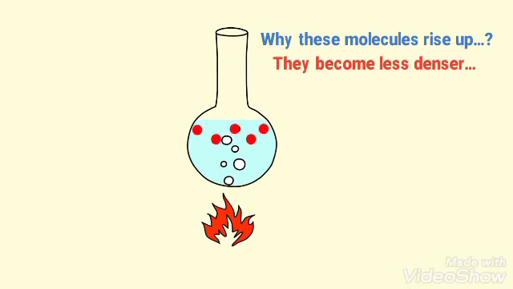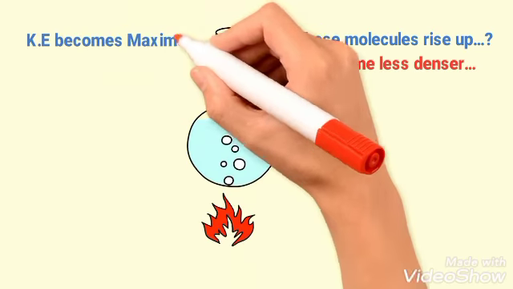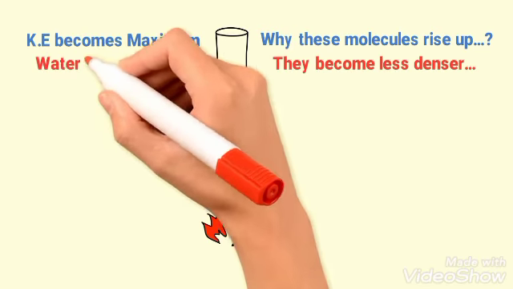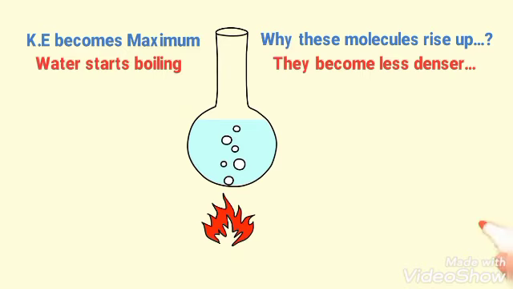Now, the more dense molecules at the top fall down to the bottom. After absorbing heat energy, these molecules will also rise up. Thus, the less dense molecules of water rise up and the more dense molecules fall down. This process would continue until all the molecules of water get heat energy. A time will reach that the kinetic energy of these molecules will be maximum and the change of state will start. Water will start boiling.